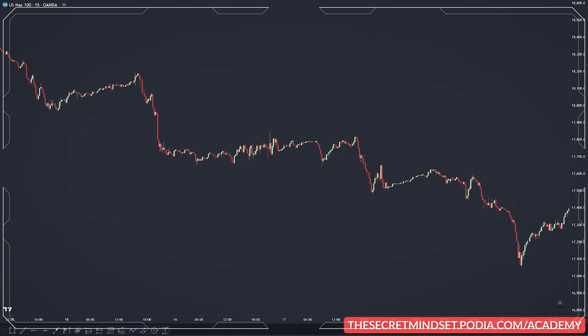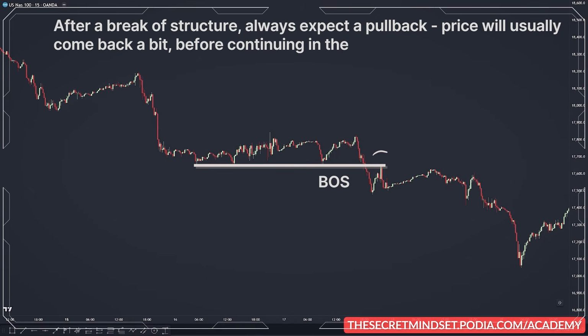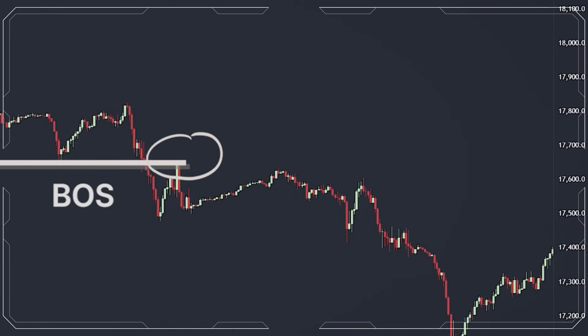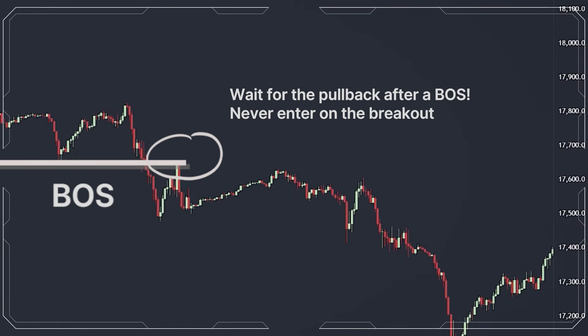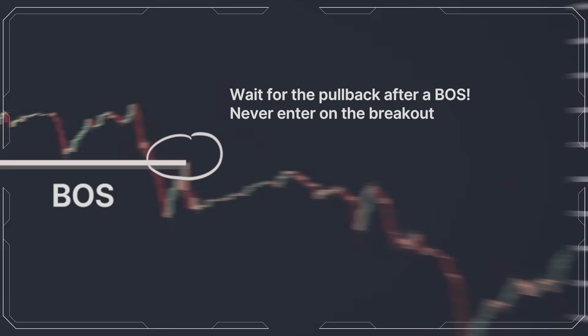Here's another important point. After a break of structure, always expect a pullback. This means after the price breaks through a previous high or low, it will usually come back a bit before continuing in the same direction. Many new traders make this mistake here. They see the price break through a level and immediately want to buy or sell. But the smart move is to wait for the pullback. This gives you a better entry point.